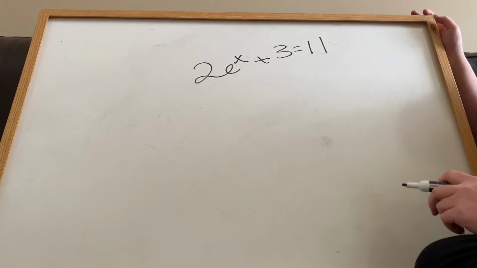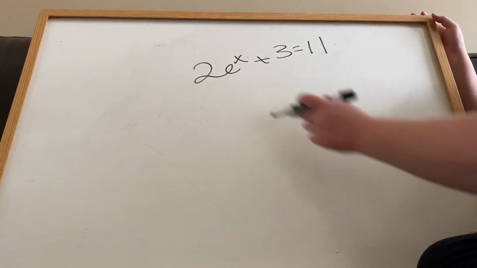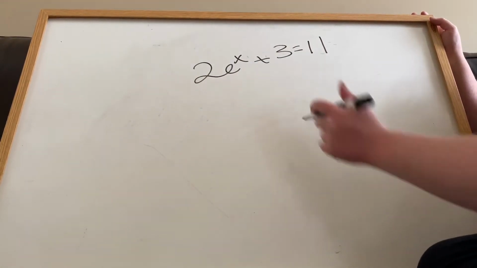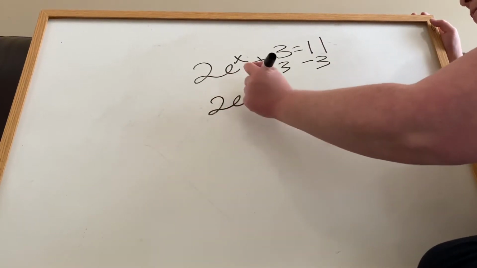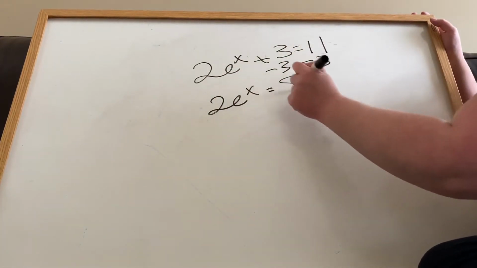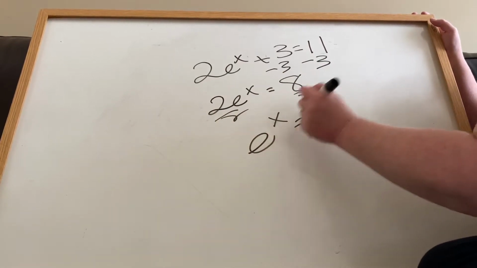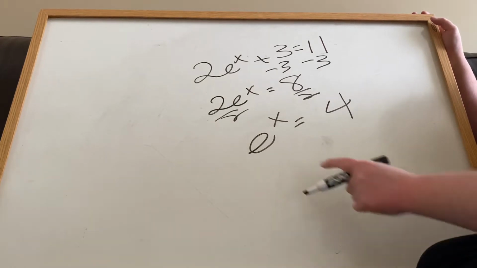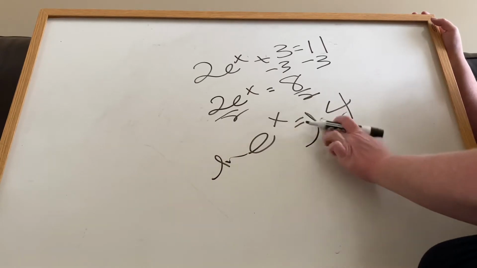Okay, so first things first, you have to get the problem into its most basic form, which means you have to get the e part by itself. So to get it by itself, you would start by subtracting 3. 11 minus 3 is going to be 8. Divide by 2. Fine. Now it's in its most basic form, so you have to get rid of the e. So you're going to put natural log into both sides.